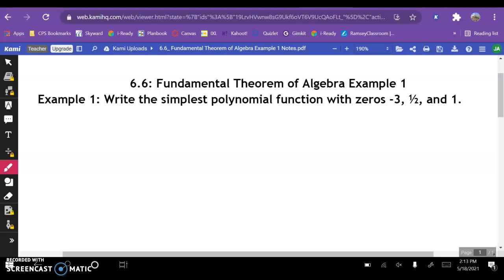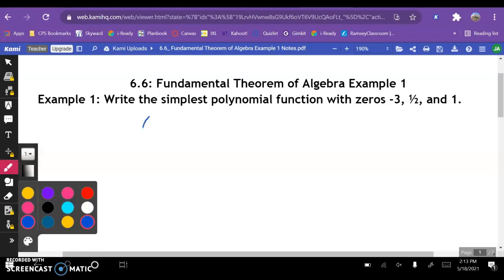So what we're going to do is set up, we have 3 zeros, so we're going to have 3 sets of parentheses. And remember, the zeros are what goes into these equations to make them equal to 0. So that -3 is actually going to be a +3. The 1/2 would be -1/2, and 1 would be -1. And then x's just go in the front. So we have 3 sets of parentheses that these 3 zeros that they gave us would be the answer to.